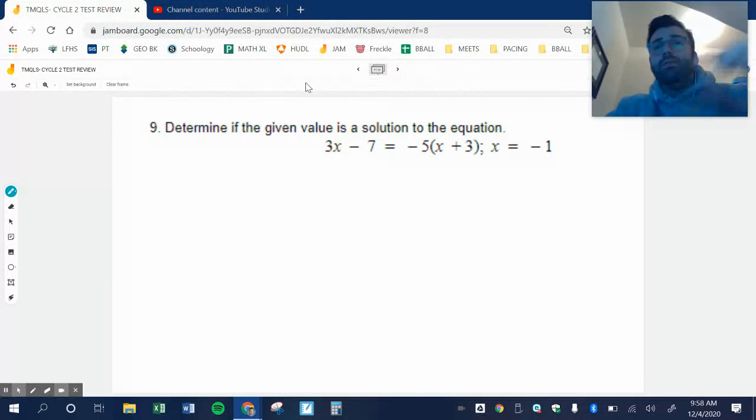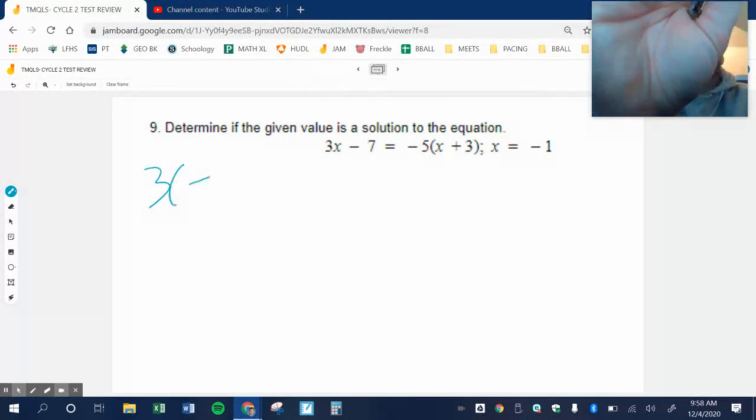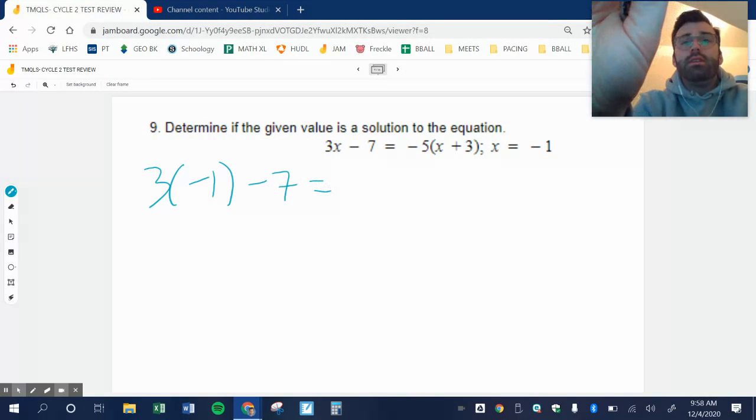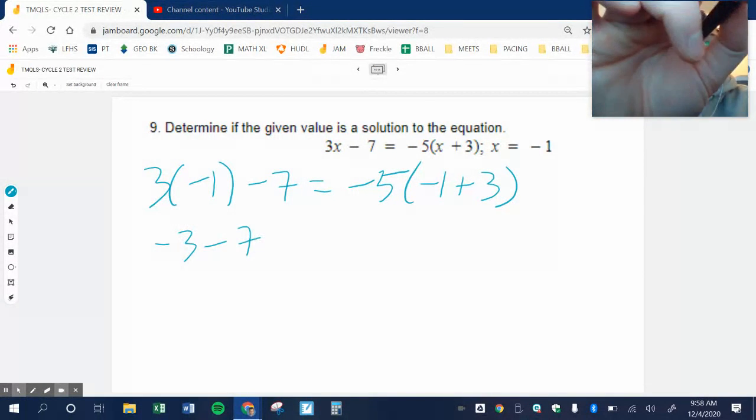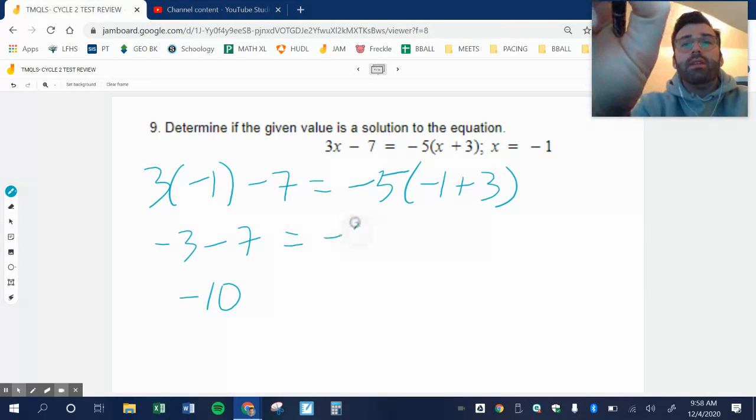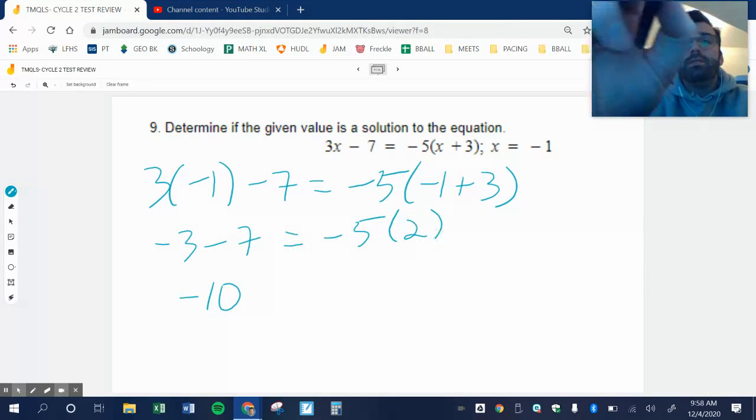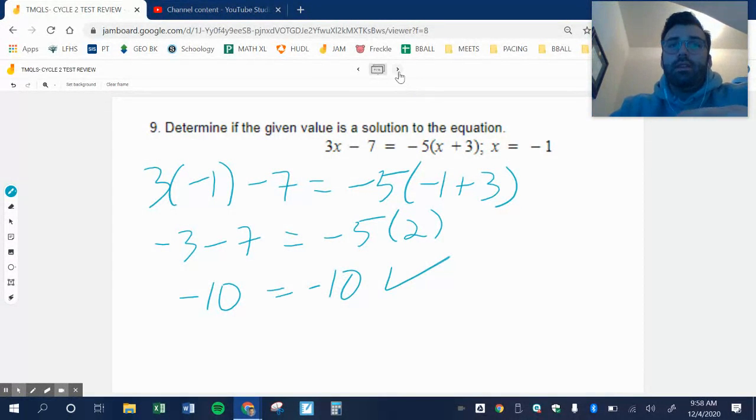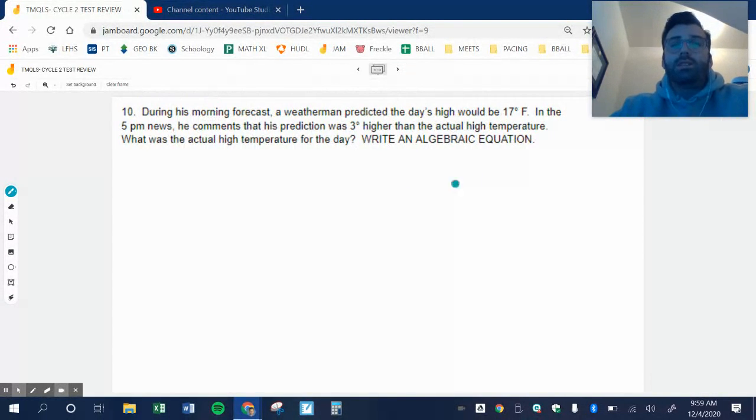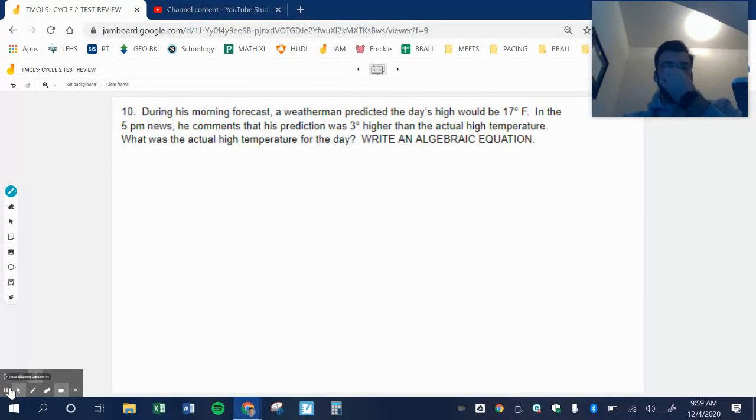Determine if the given value is a solution to the equation. X equals -1, so I'm going to plug that in and check it out. 3 times -1 minus 7 equals -5 times -1 plus 3. 3 times -1, -3 minus 7 gives me -10. -5 times -1 plus 3 is 2... wait, -10 equals -10. That checks out. This may be a true or false question on the assessment. We'll see. All right, so I was looking at this problem, and I realized I don't really need an algebraic equation to do this one.